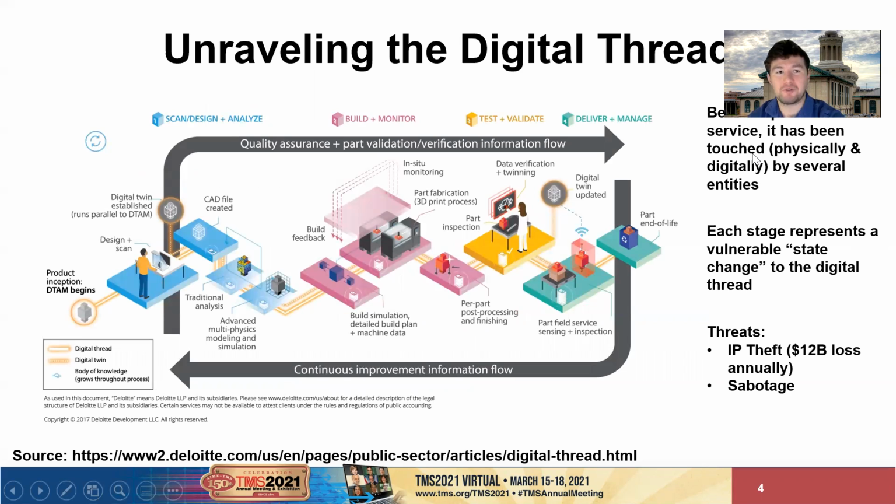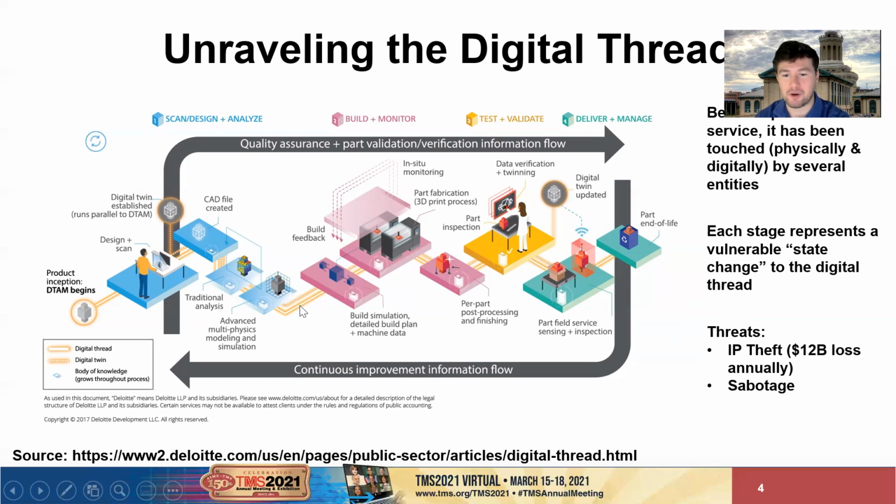So I want to start by unraveling this AM digital thread. You guys have probably seen slides like this. The basic concept of the digital thread is that, of course, we have our physical component, our feedstock, our fabricated part that undergoes post-processing, heat treatment, and disposal. But along the way, we have a digital twin that takes the form of these different file types, whether that's CAD files, build preparation, characterization, and test data. And the idea here is that by the end of a life cycle of a given component, it may have been touched both physically and digitally by perhaps dozens of different entities.